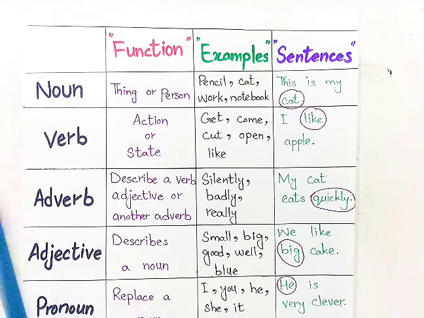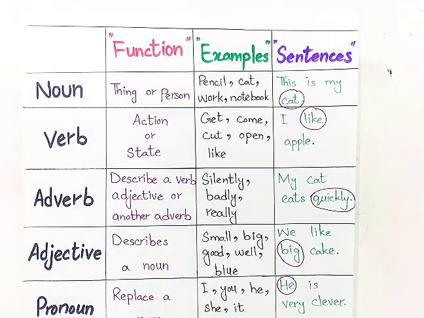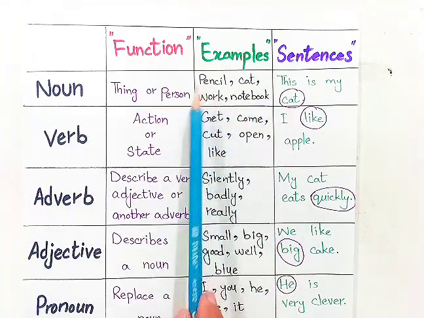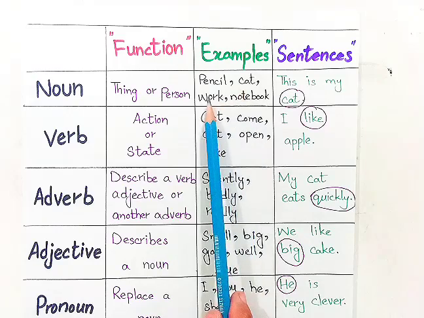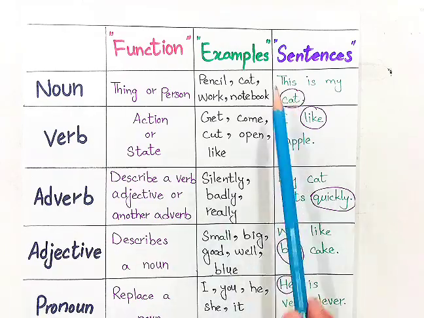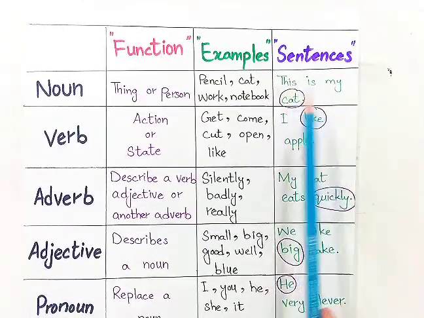First of all, the first part of speech is noun. Now its function: a noun is a thing or person. Noun can be a name of a person, place, thing or animal. Now examples of noun are pencil, cat, work, notebook. Now I have a sentence of noun. This is my cat.